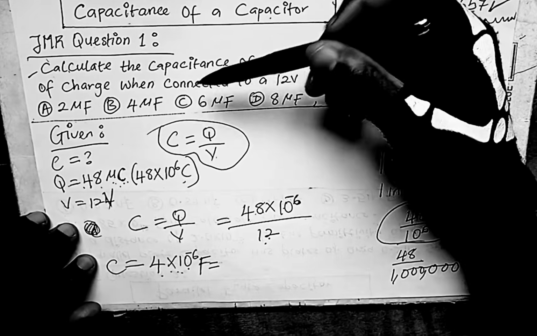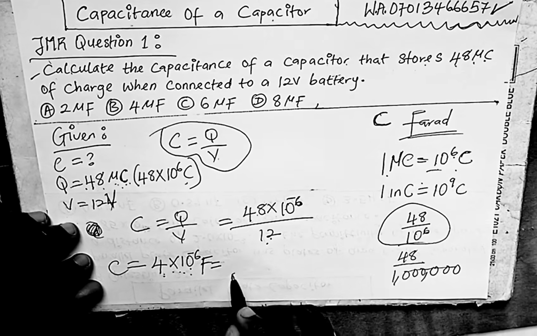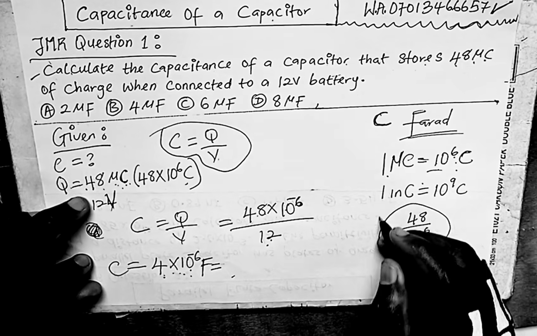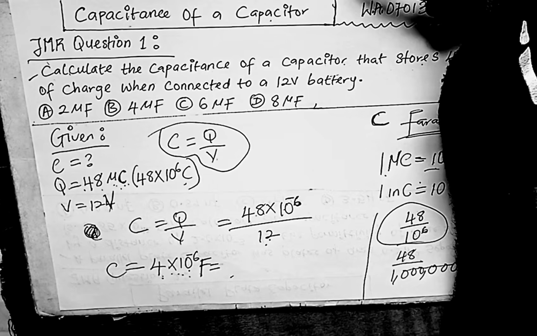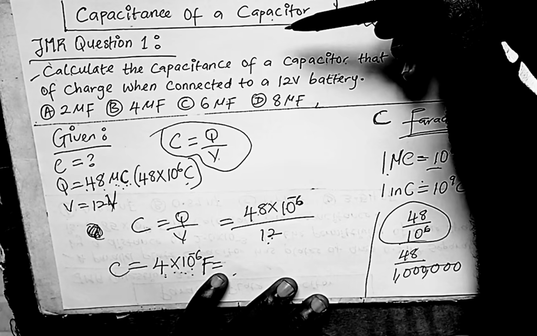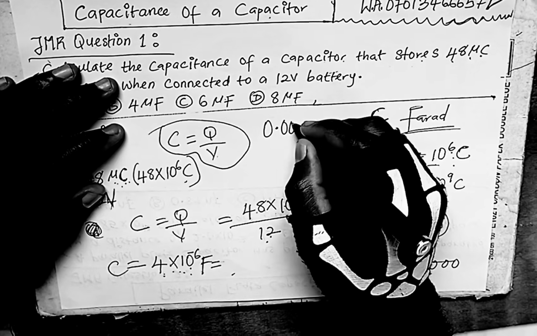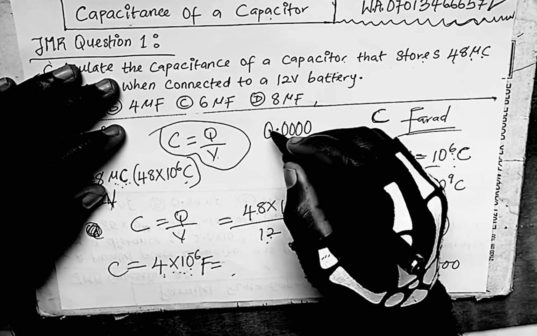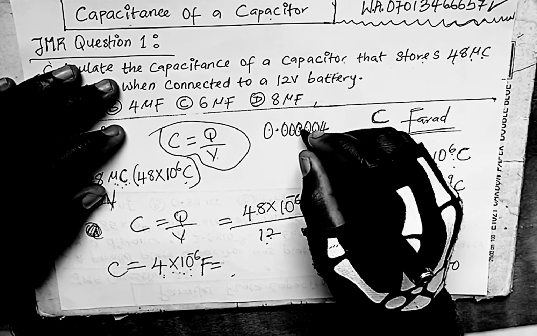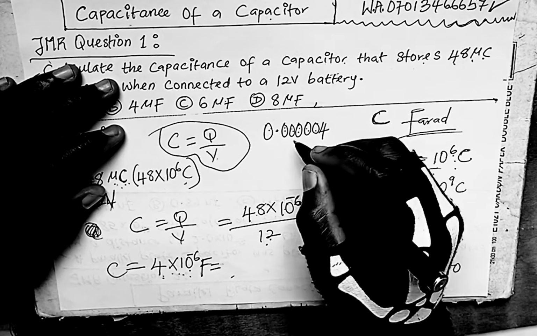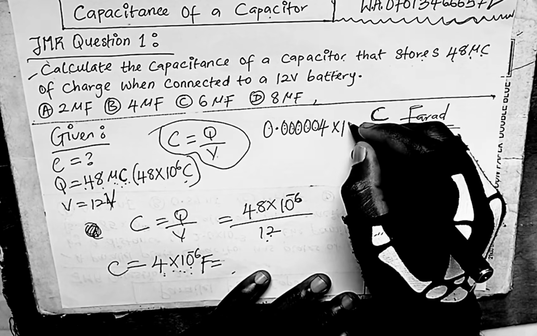If we look at the options, they are represented in nanofarad. So to convert this farad to nanofarad, we still apply the same law. Farad and nanofarad, which one is bigger? Farad is bigger, so we convert back to nanofarad by multiplying. We are going to get something like 0.000004, and we use this one times 1 million.